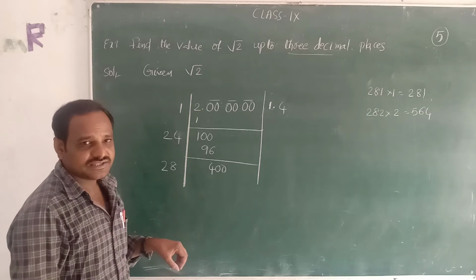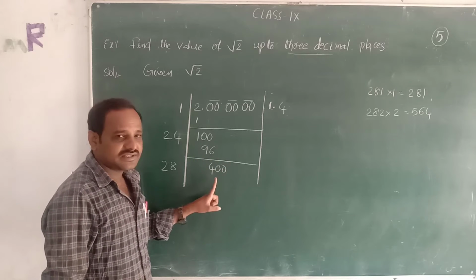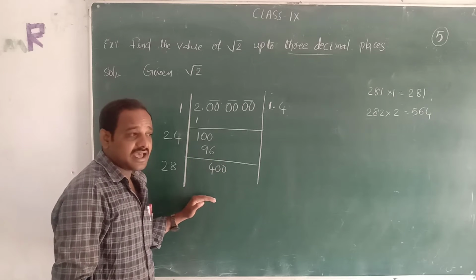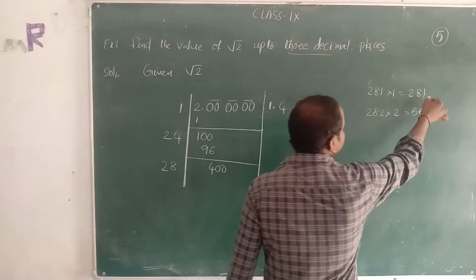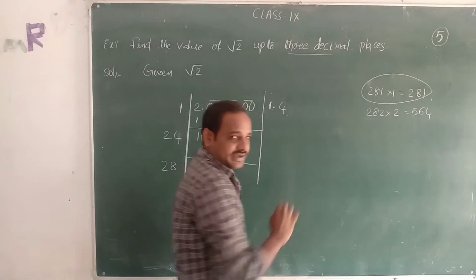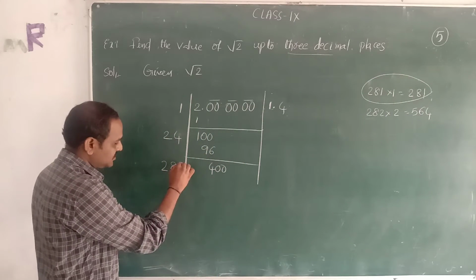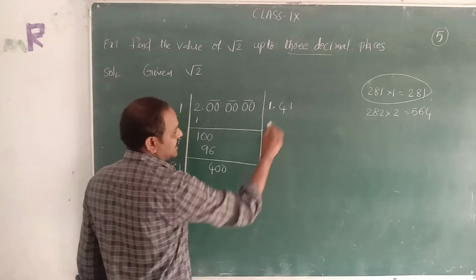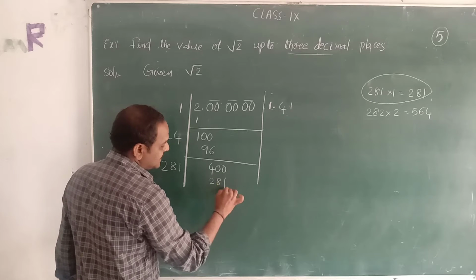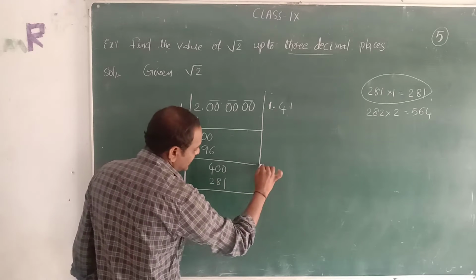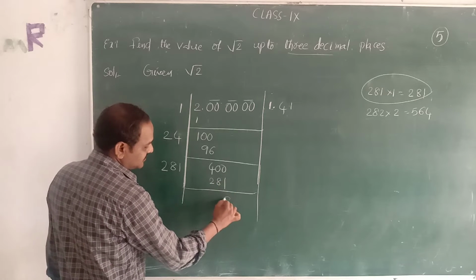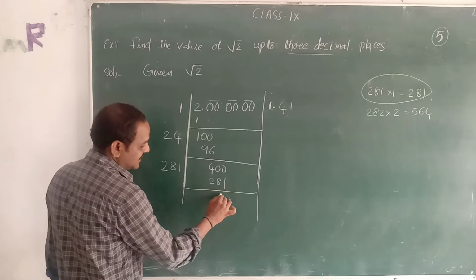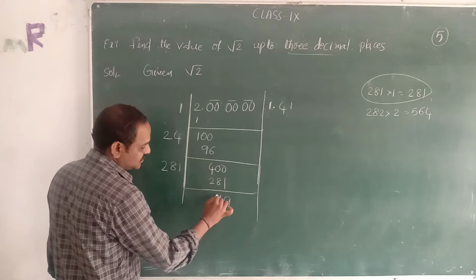But as per the condition, what is that? It must be less than and closest to it. Which is closest and less than, 281 1 times. So we have to take here 281 ones are 281. Now again we have to do subtraction. So 10 minus 1 9. 9 minus 8 1. Here 3 minus 2 1.